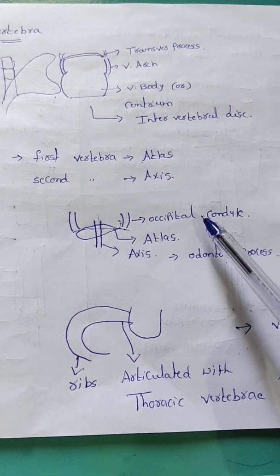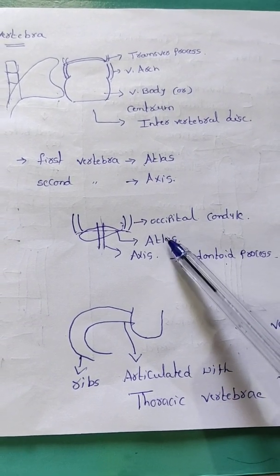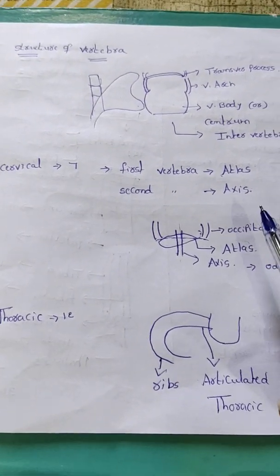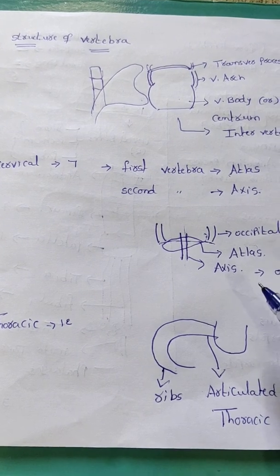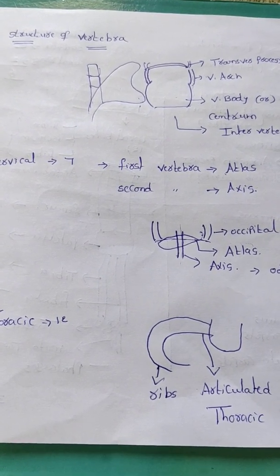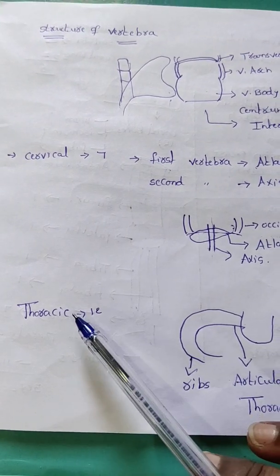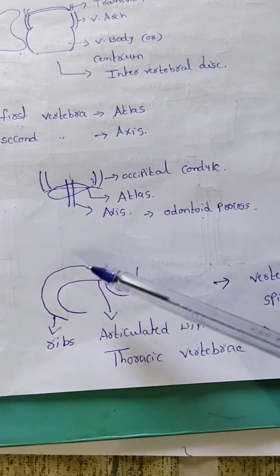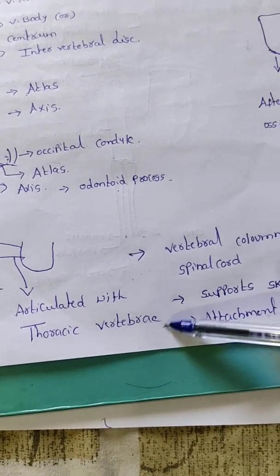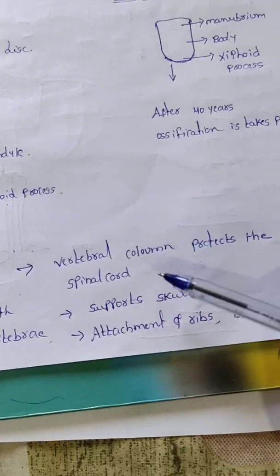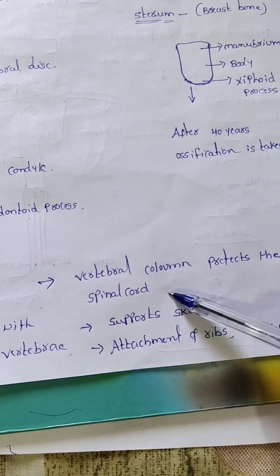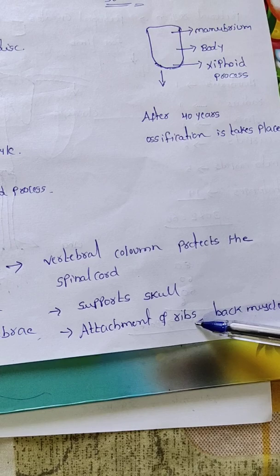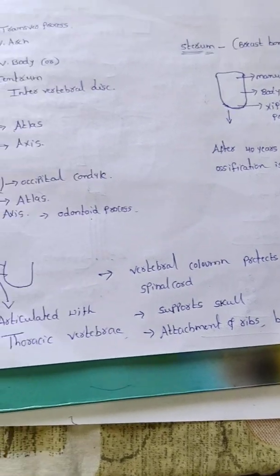Okay, that's why, for the occipital condyles, which vertebra is articulated? The atlas is articulated with the occipital condyles. Okay, now how many ribs are there? For us 12 pairs of ribs are there. All the ribs are articulated with the thoracic vertebrae. Now that's why the ribs are jointed with which vertebrae? Thoracic vertebrae. What is the main use of this vertebral column? The vertebral column protects the spinal cord and also supports the skull and is also useful for the attachment of ribs and back muscles.